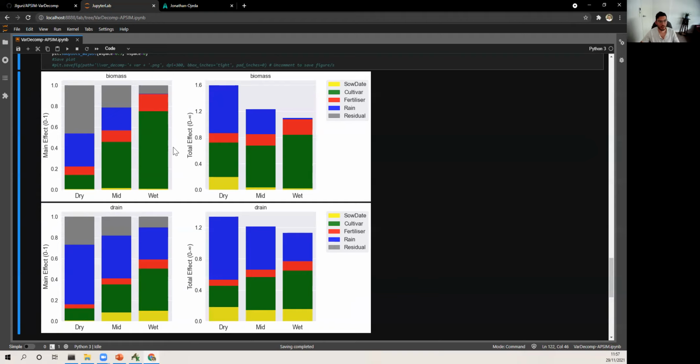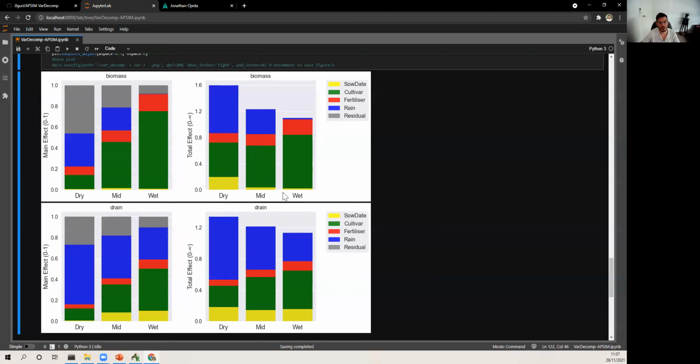So then if we move to total effect on biomass, basically what we are seeing here is how much each factor is interacting with other factors. And we can see that this changes across environments. And for example, if we put focus on the dry environment, the most interacting factor is the rainfall, and this decreases when we move to wet environments, and then the interacting factor under wet environments, and we can say in most of the environments, is cultivar.